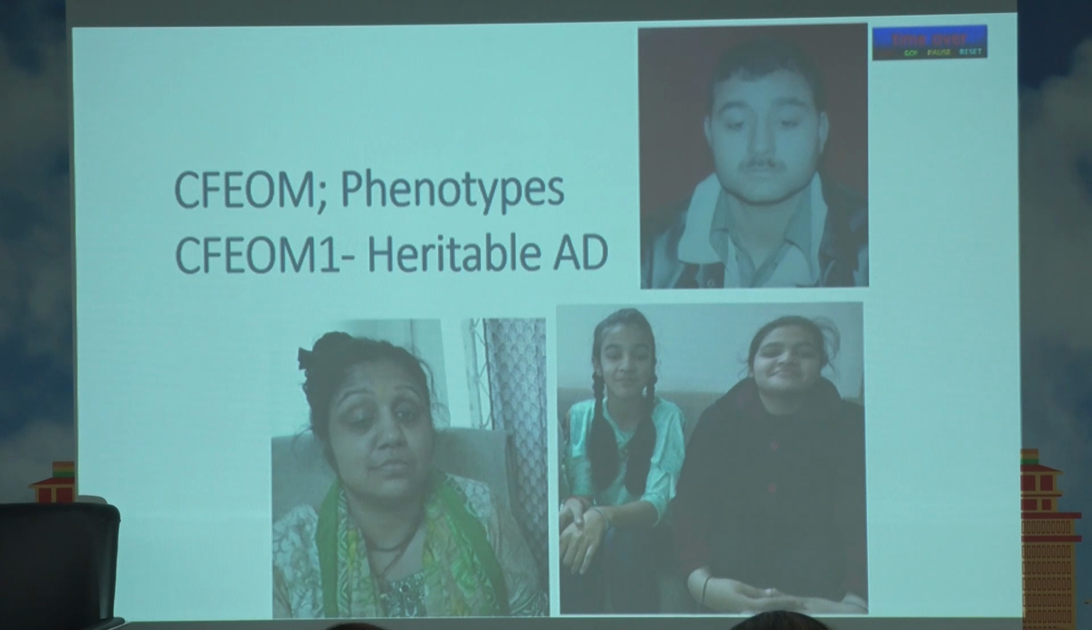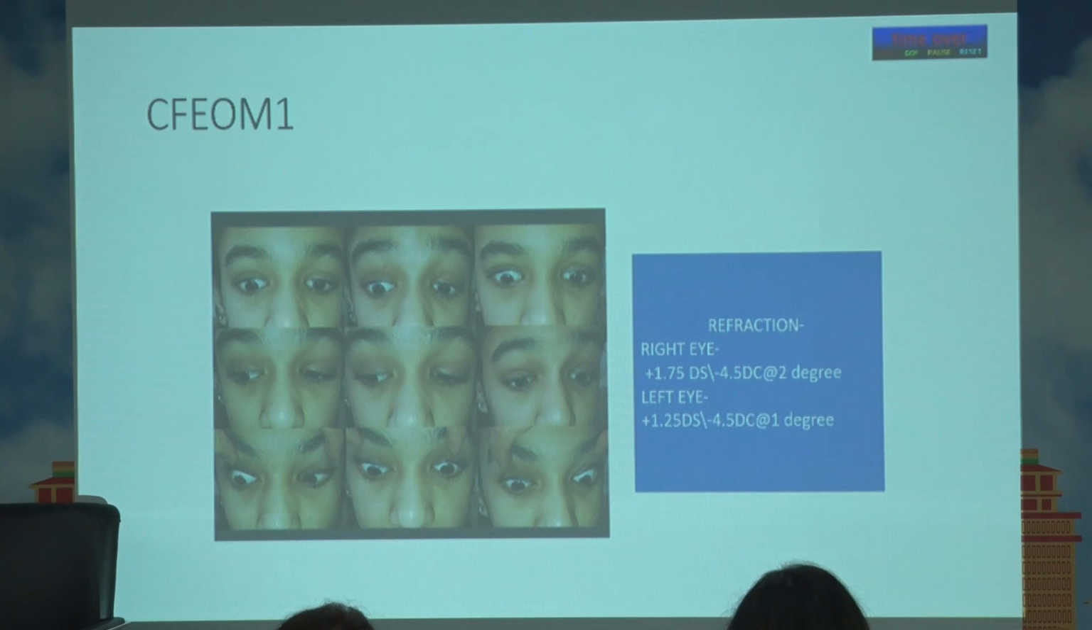So this is one family. You can see 3 generations, the grandfather, the mother, and 2 children. They all have a similar mirror image picture. All of them have CFEOM1, eyes fixed in down gaze, and they are not able to elevate the eyes. If you look at this girl, there is an exo also, there is variable limitation of horizontal movement, there is ptosis, and on trying to look up, there is lid retraction.